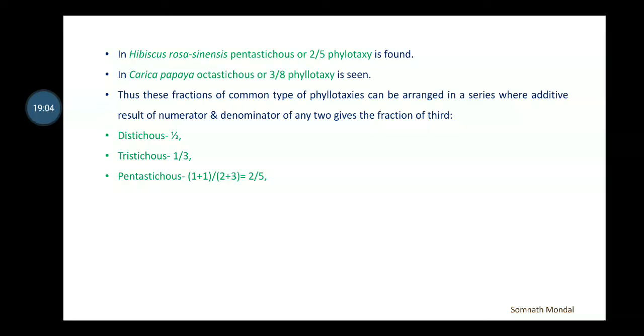So let's have a look. So this is octastichous, 1 + 2 divided by 3 + 5. So we are adding the previous two, getting the third one. So in this way we can get the following phyllotaxis. So what is going to be the angular divergence? So this is called the Fibonacci series.